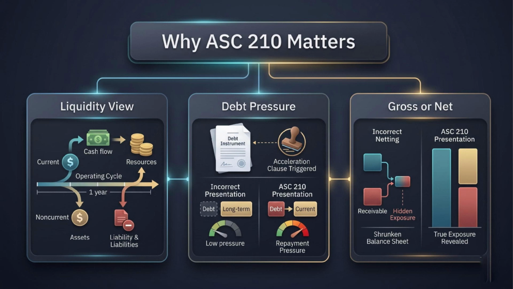That is why ASC 210 matters. It brings discipline to presentation. It reminds us that financial reporting is not only about recording transactions correctly, it is also about showing financial position in a way that users can understand and trust.